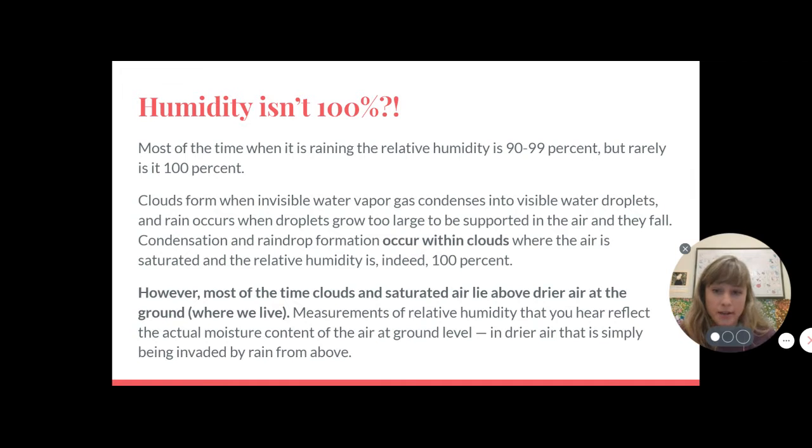And so condensation and raindrop formation occur within the clouds, where the air is saturated and the relative humidity indeed is 100%. However, this is where your answer comes in. Most of the time, clouds and saturated air lie above drier air at the ground where we live. So measurements of relative humidity that you hear reflect the actual moisture content of the air at ground level, in drier air that is simply being invaded by rain from above.